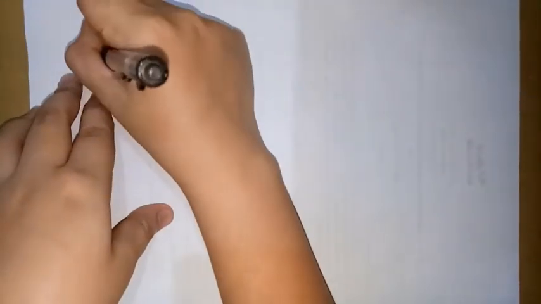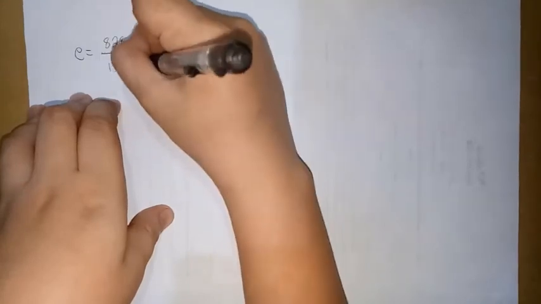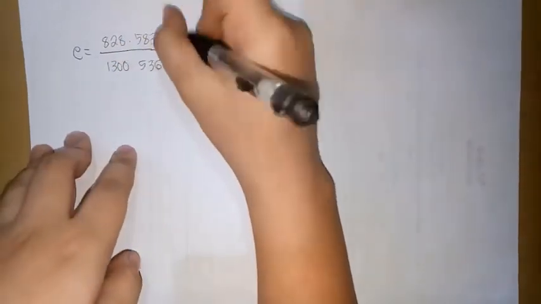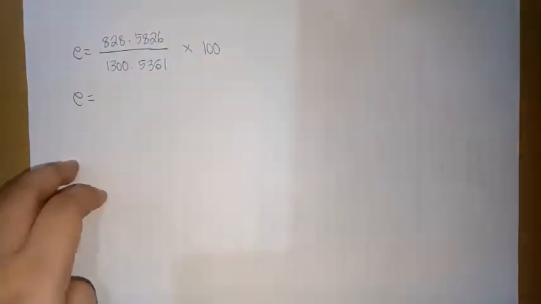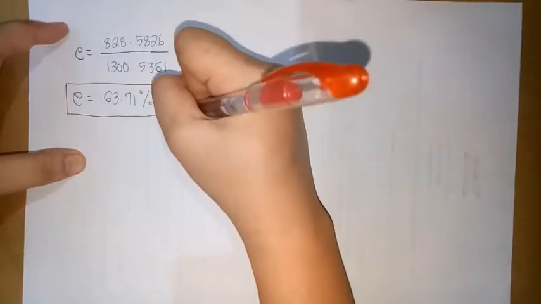Solving for the efficiency, again, ang ating efficiency is work net divided by QA. So, kuhanin lang natin yung isa pang papel and let us solve for the efficiency. Efficiency is work net, which is 828.5826 over QA, 1,300.5361 times 100. So, efficiency in percent is equal to 63.71%. So, ito na yung ating final answer for efficiency.